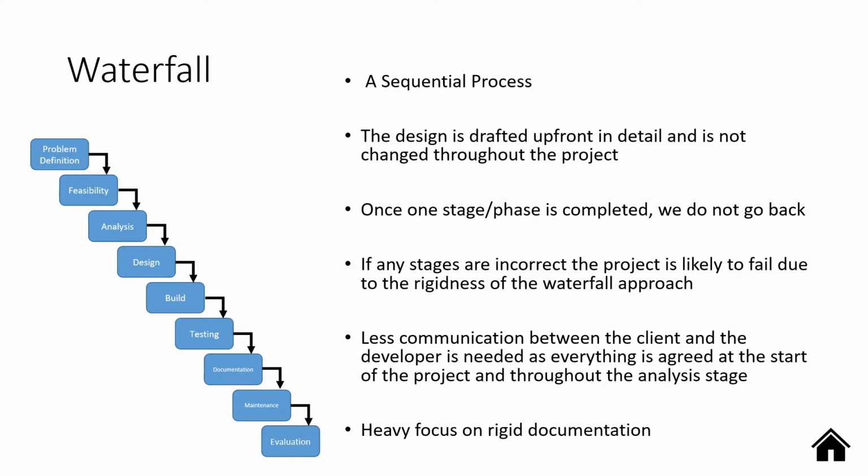So, bullet points. The waterfall is a sequential process. It goes in sequence. So each one of those blue boxes are basically called stages or phases. So it goes from one to the other, to the other, to the other. And I've seen those referred to as milestones as well, so watch out for that.